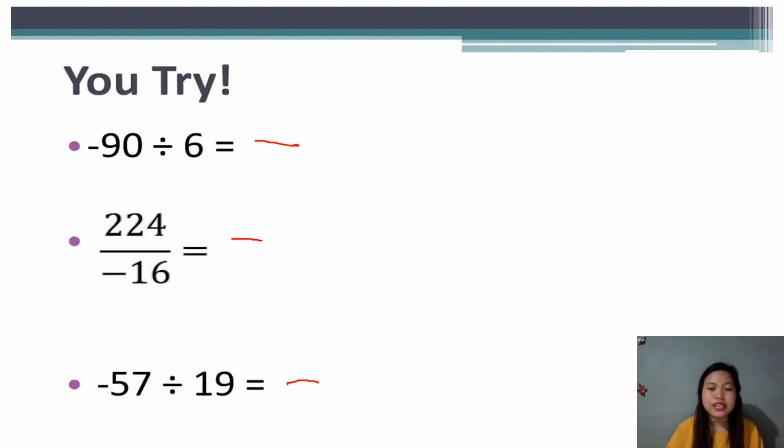90 divided by 6, that is 15. So our answer is negative 15. For the second example, 224 divided by negative 16, that is 14. Okay, so our answer is negative 14. And for the last one, 57 divided by 19 is equal to 3. And that is still negative because all of these are different signs. Sabtan ra?